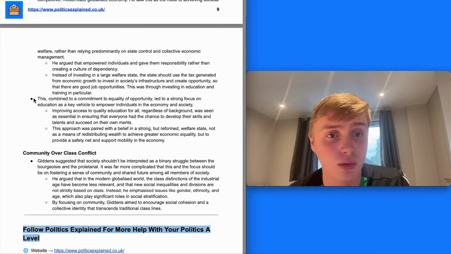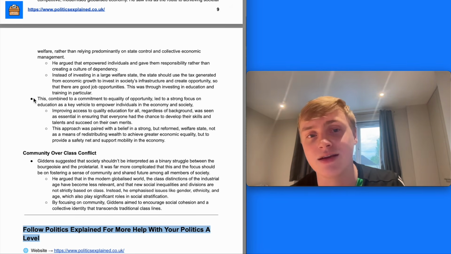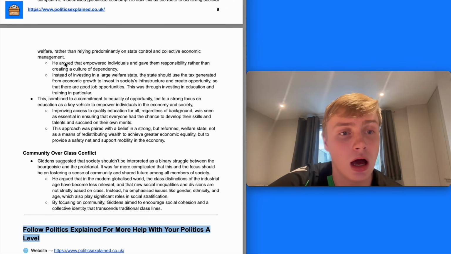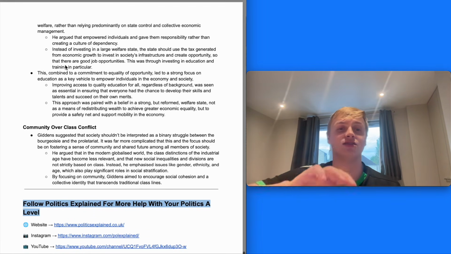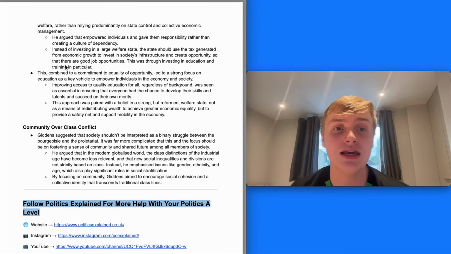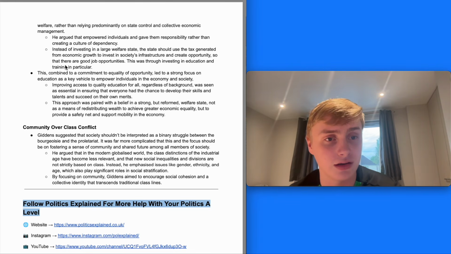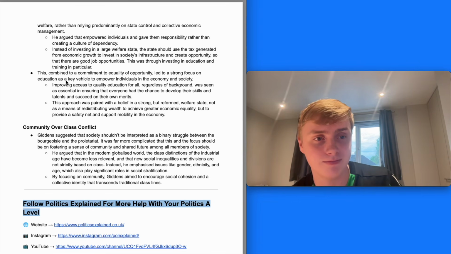So instead of investing in a large welfare state, the state should use tax generated from economic growth in society to invest in society's infrastructure and create equal opportunity so that there are really good opportunities for everyone in society. You see that in investment in education and training in particular. So he combined a commitment to equality of opportunity and saw education as a key vehicle to empower individuals in society, with promotion of equal access to education for all, regardless of background. This is combined with a strong welfare state.